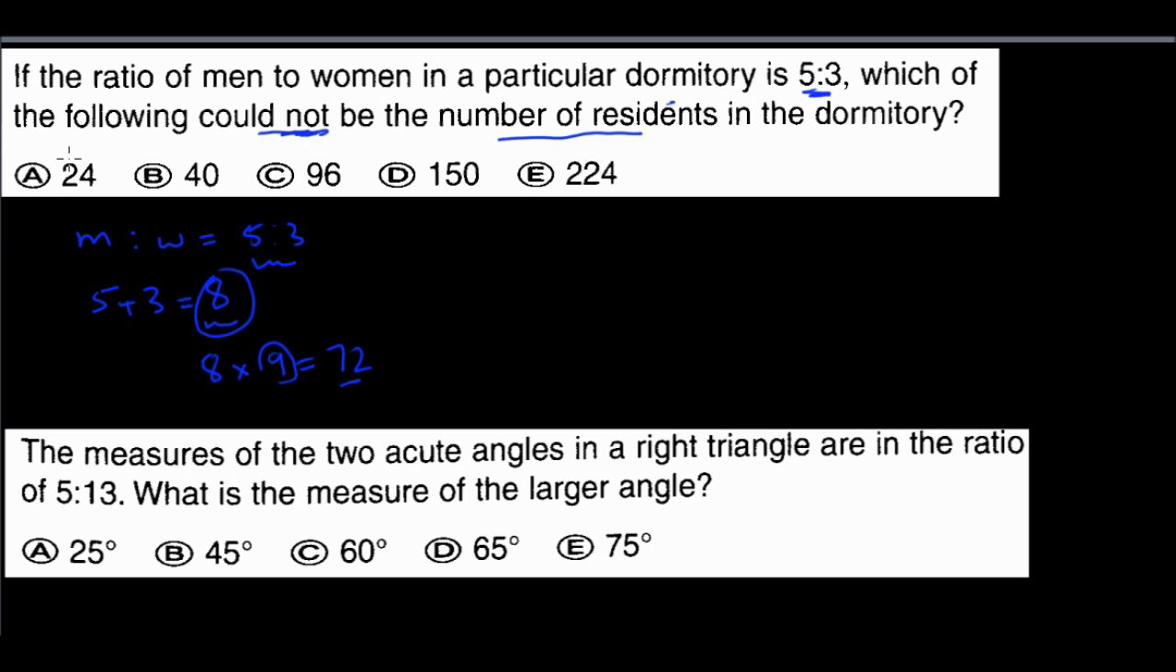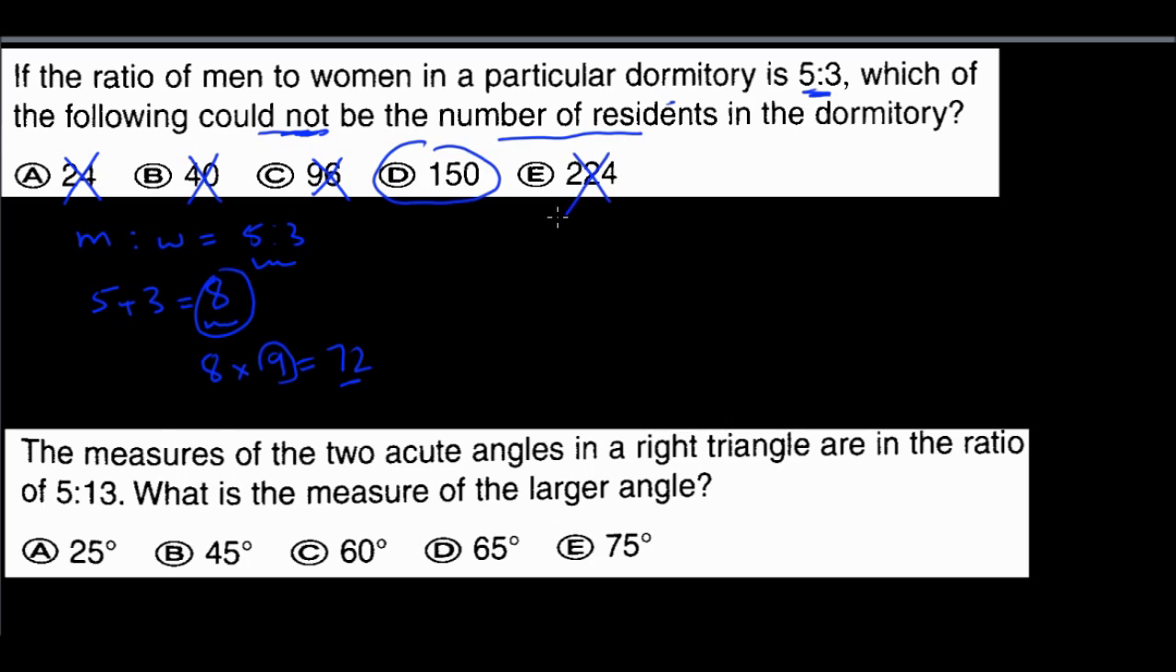So we know 24 is a multiple of 8. 8 times 3 is 24. 40 is also a multiple. 8 times 5 is 40. 96 is also a multiple. 8 times 12 is 96. 150 actually is not a multiple of 8. And 224, well, that's also a multiple of 8.